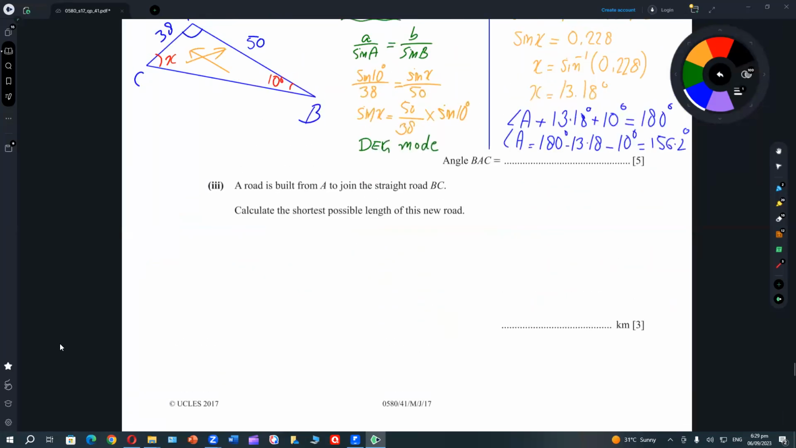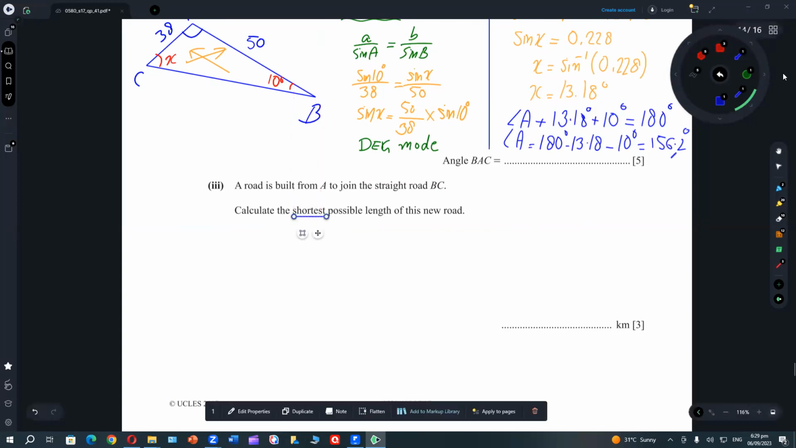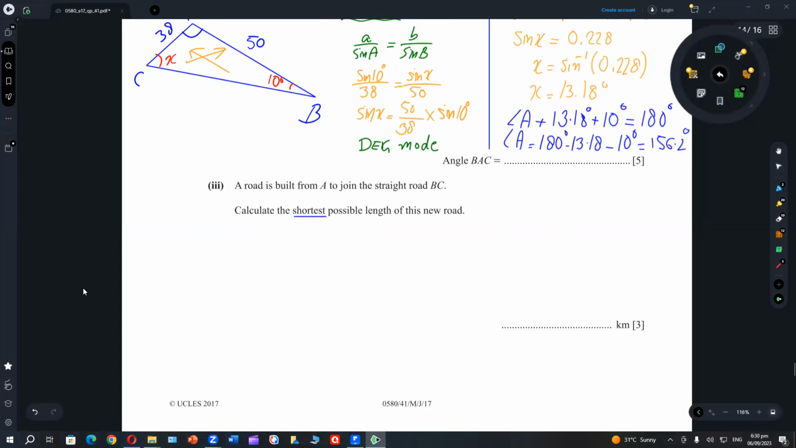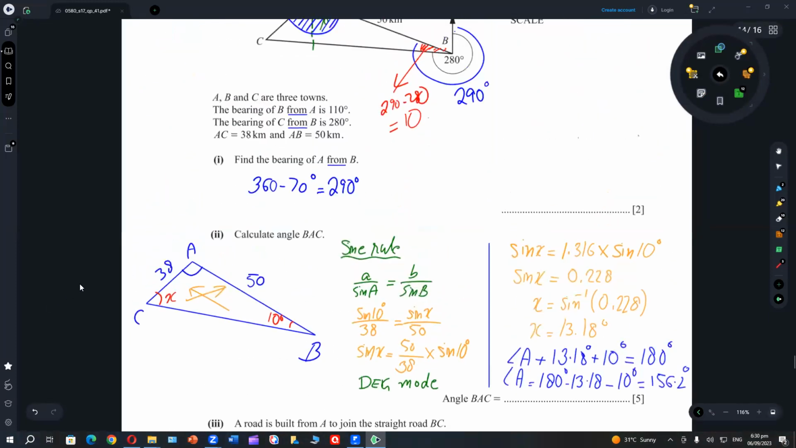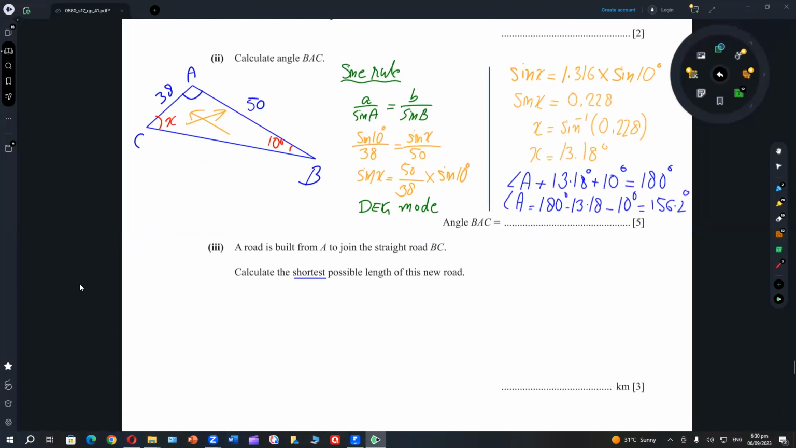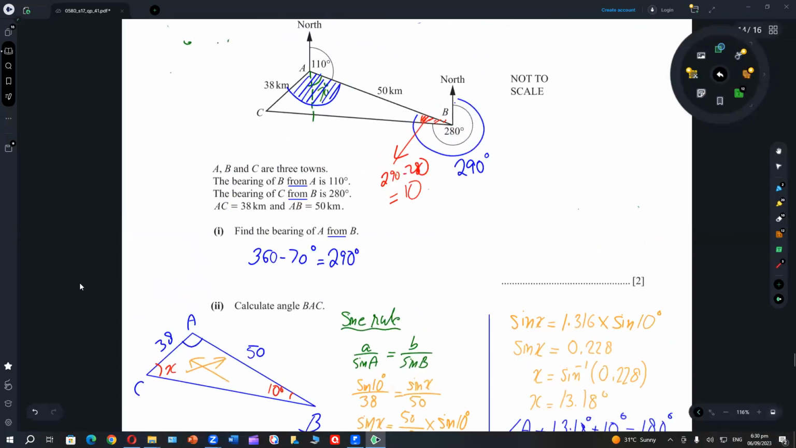A road is built from A to join the straight road BC. Calculate the shortest possible length of the new road. You can always look at the notes because we make notes and we are hopefully maintaining a separate register. So a road is built from A to join the straight line BC.